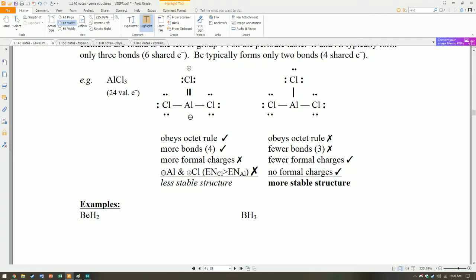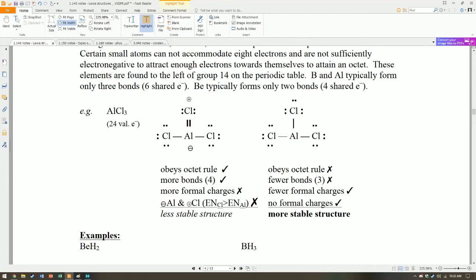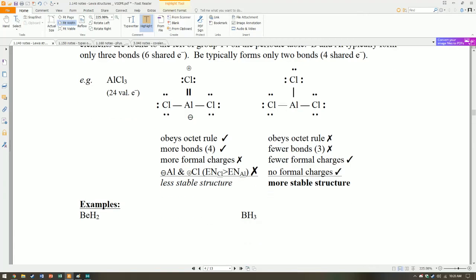As you can see here, here's why. This is a more stable structure because it has no formal charges, although it doesn't obey the octet rule. And then here, the formal charges don't make sense because this has a negative formal charge, whereas this is a positive. But we know chlorine has a higher electronegativity than aluminum, so that just doesn't make sense. So therefore, that's why these exceptions occur.